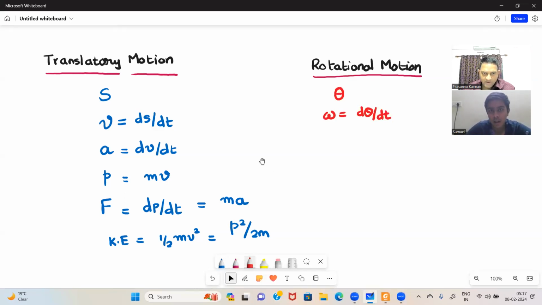Similarly, acceleration for every particle, every point on the rigid body, will be different because velocity is different, right? So acceleration will be different for different points in case of rotational motion. Therefore, what is more relevant is angular acceleration, which we denote by alpha. It's called angular acceleration. And what is angular acceleration? Rate of change of angular velocity with respect to time.